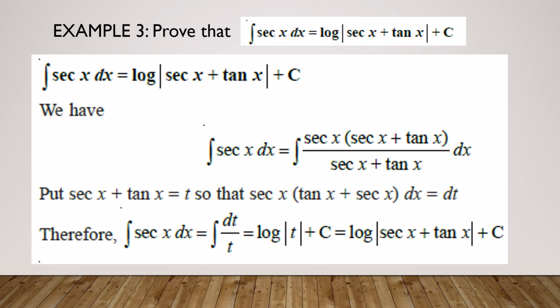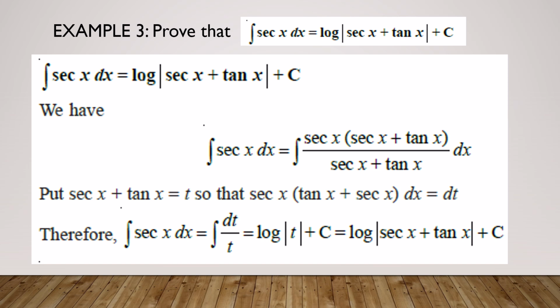Next example, prove that integral sec x dx is equal to log of mod of sec x plus tan x plus c. Now basically this is one of the formulas which you might use as it is in other examples also. Let us prove this. What we are given is integral of sec x dx. Now sec x you can write as sec x into sec x plus tan x upon sec x plus tan x. You are multiplying and dividing by this term.